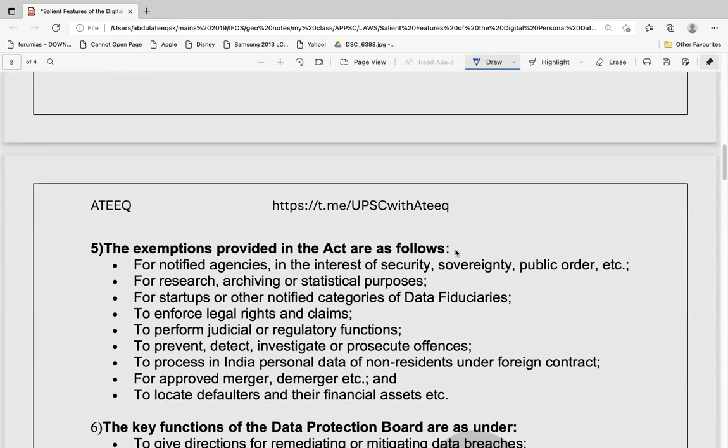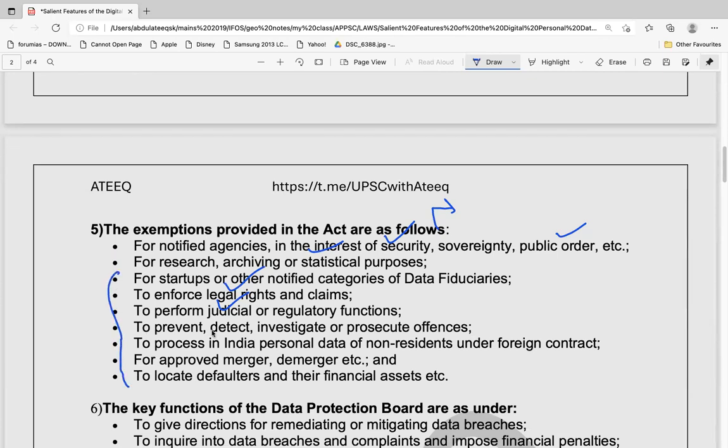And certain exemptions have been given. I can utilize this data in certain cases. Let's say for a medical emergency, some accident has happened. Now I can utilize your medical history without your consent for your medical emergency purposes, or the government can utilize your data to come up with proper public policy, proper schemes, or for security purposes, public order purposes, and also for research purposes, and for judicial and legal purposes, investigation. So certain exemptions are provided where this act is not applicable.